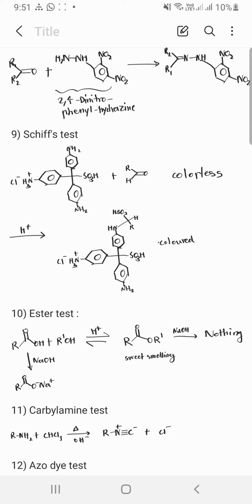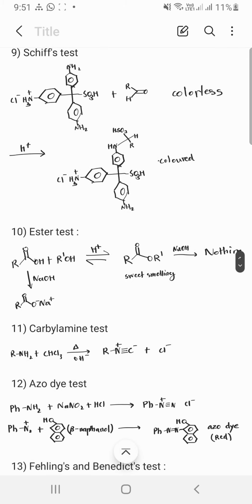Schiff's test, or whatever this thing is. Okay, this is too big. I'm not going to remember this one. Main thing is that aldehydes will do this. Yeah, looks like that. So aldehydes will do this, ketones won't. So it goes from colorless to being colored. Cool.